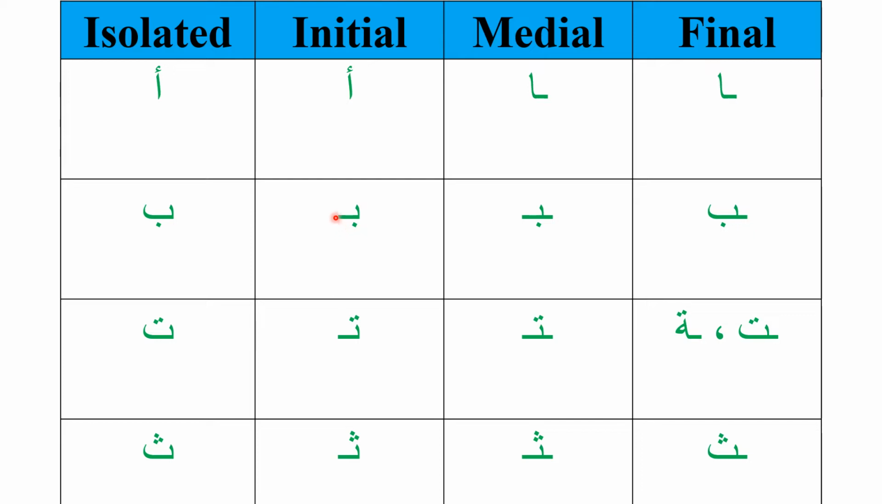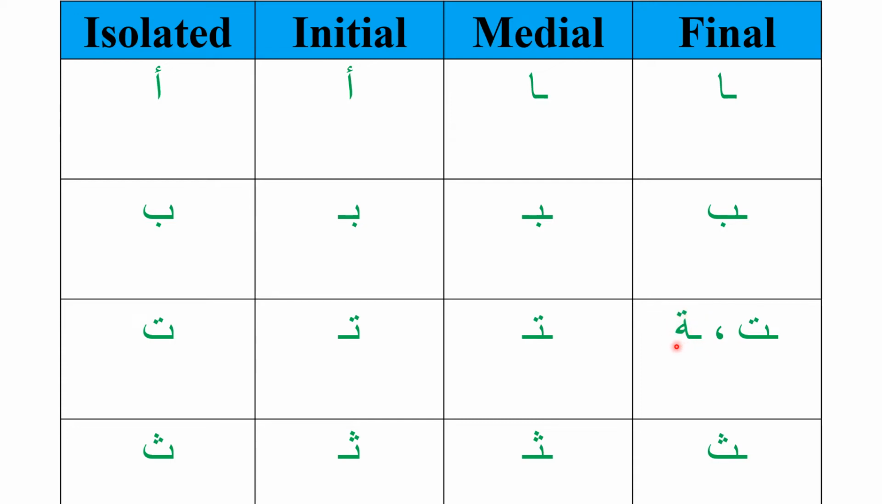Something will be connected here on its left. The medial ba is in the middle right here, which means it has two parts connected to it. It could be a long word or a short word, it doesn't matter. And same thing here on all of these.